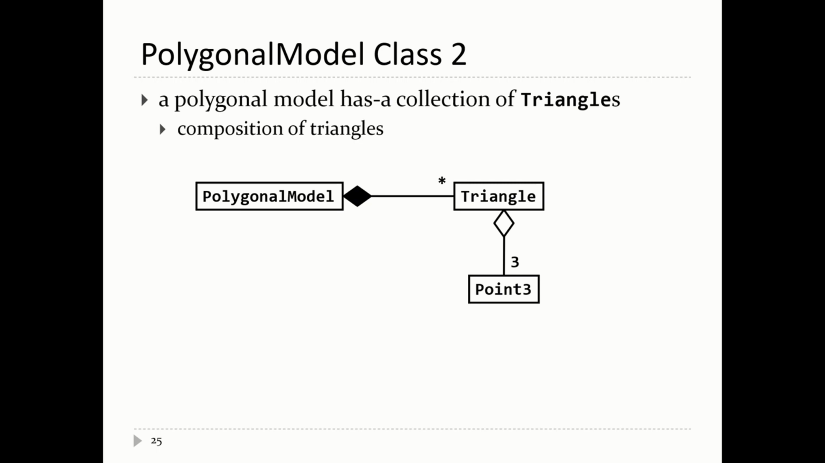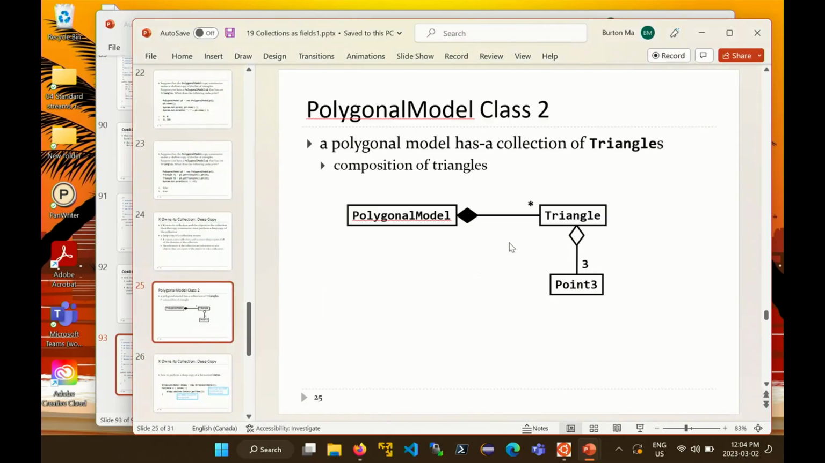So we've looked at 4 relationships between classes: dependency, association, aggregation, composition. There's one more important one. And the important one is inheritance.